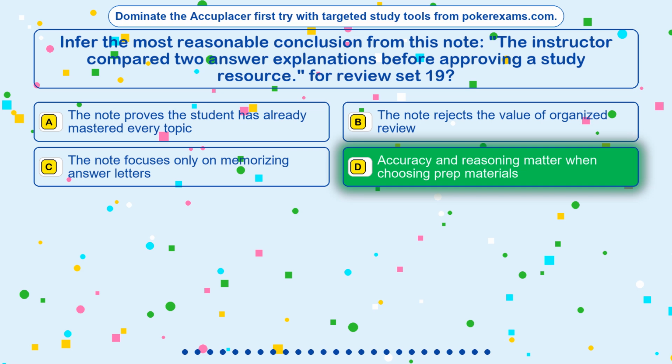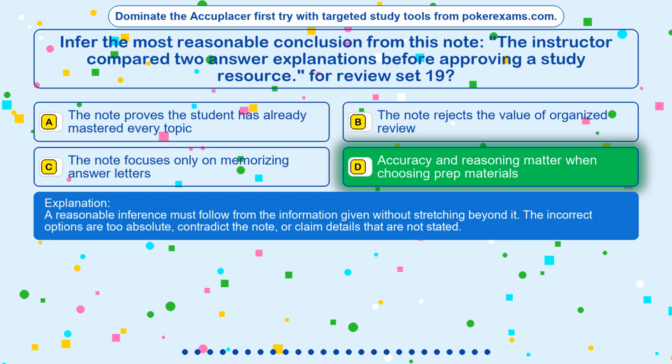The correct answer is option D. Accuracy and reasoning matter when choosing prep materials. A reasonable inference must follow from the information given without stretching beyond it. The incorrect options are too absolute, contradict the note, or claim details that are not stated.